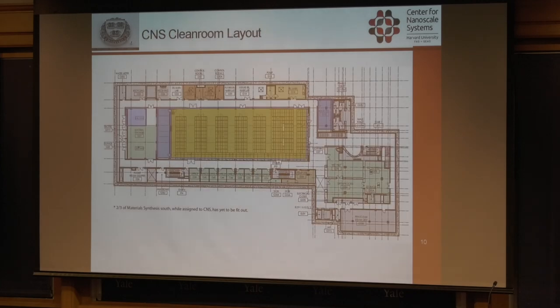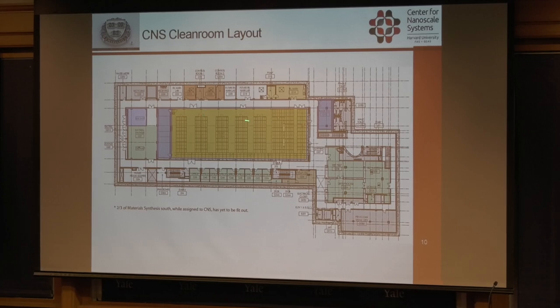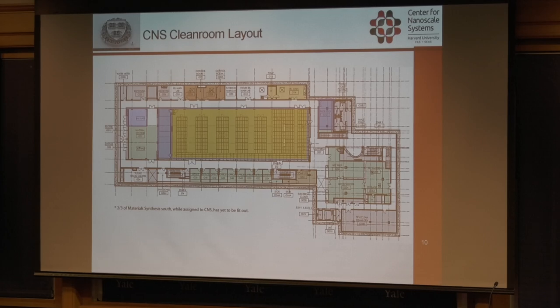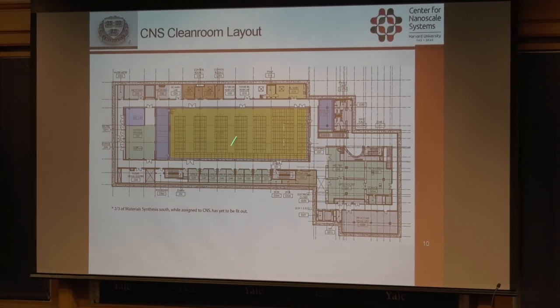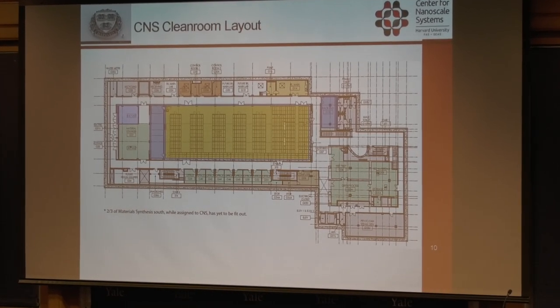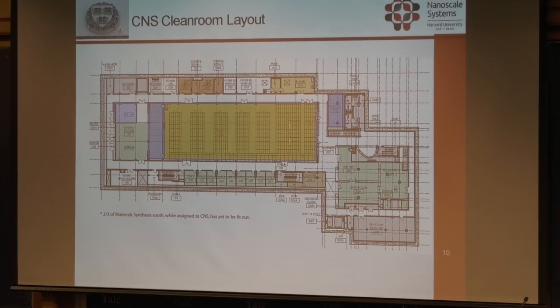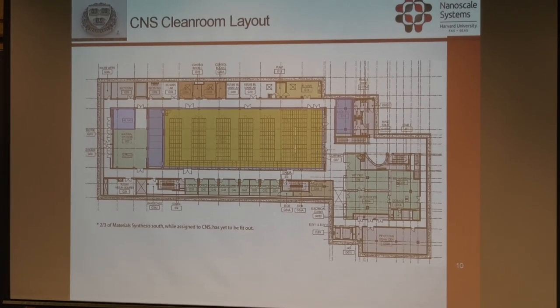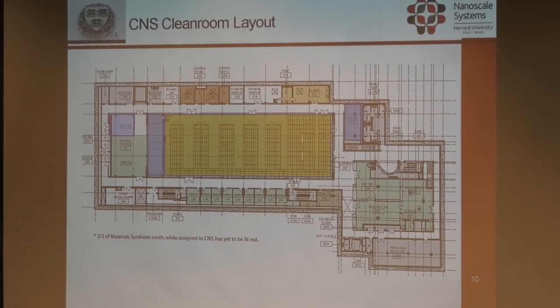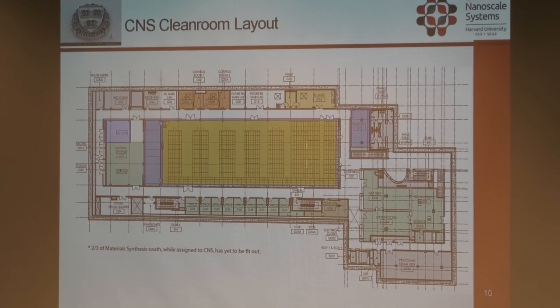Now, let's go back to the cleanroom. Here is the original cleanroom layout. Here is the ground floor, and the yellow area is our cleanroom. In total we call it 10,000 square feet; here it's about 9,600, including the trays. That size is not very big, honestly. The real working clean area is about 6,500.